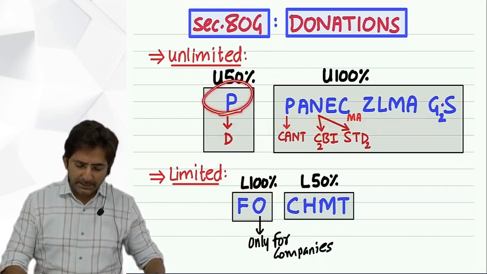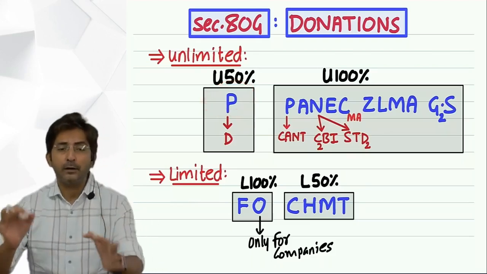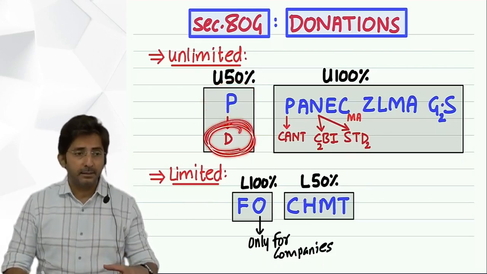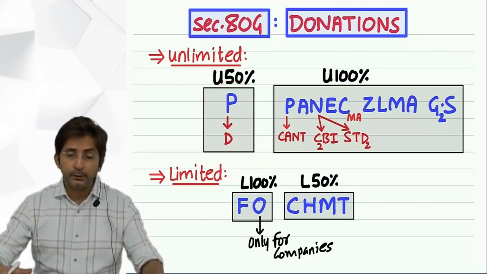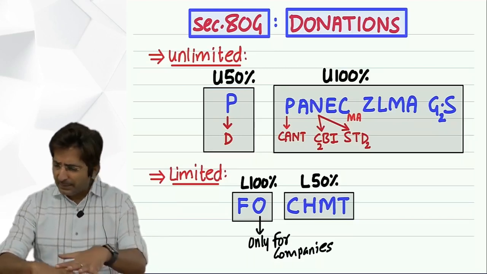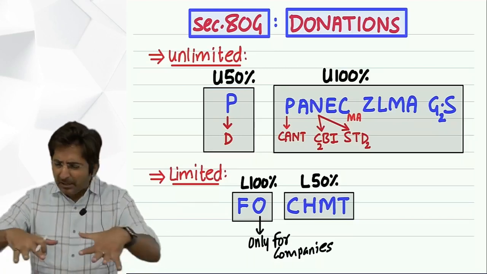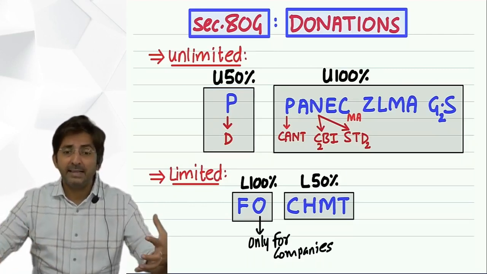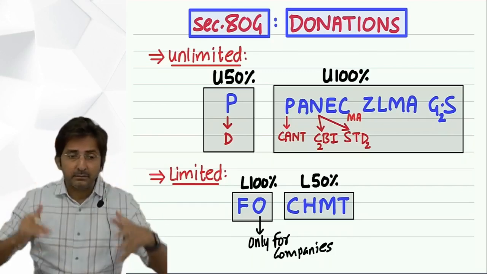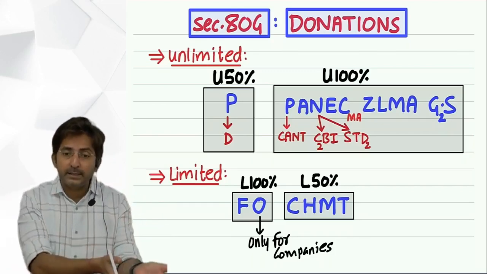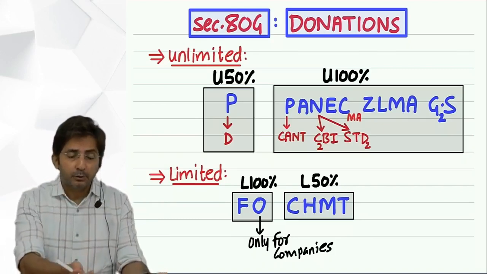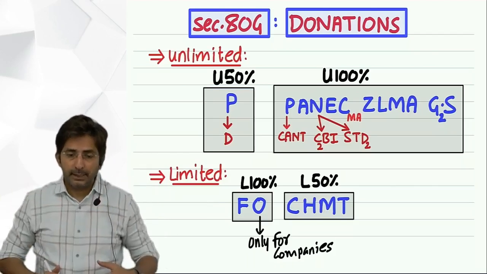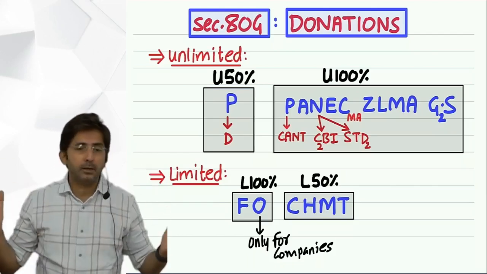Now in Panek, P stands for Prime Minister Drought Relief Fund. You know, drought means what? Dry areas. There are many places in India where there is no water and the land is so dry. Have you seen dry land? You will find cracks on the land, and that is because of dryness. Dryness is a dangerous thing. There are people who stay in drought areas. So for the relief of such people, the government is collecting donations, and the name of the donation is Prime Minister Drought Relief Fund.